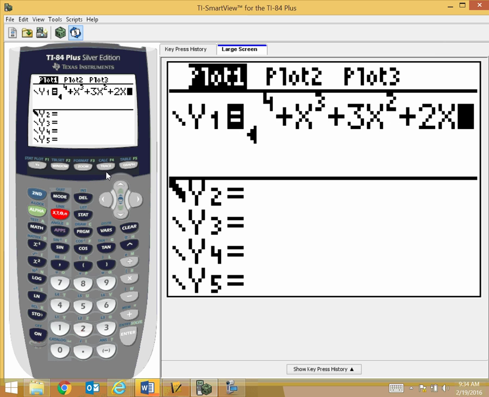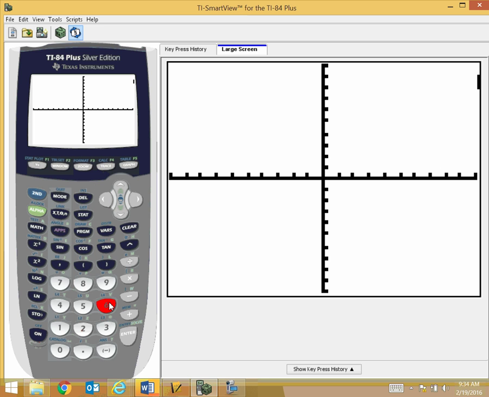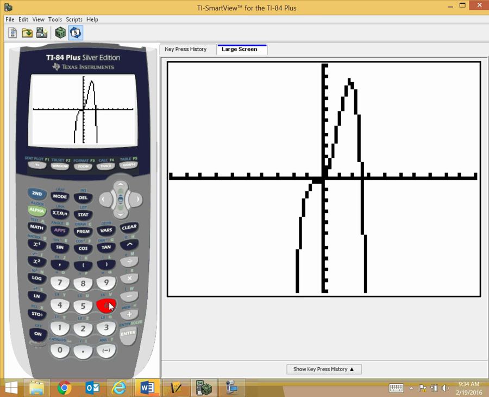And I'm going to zoom 6 just to see what kind of picture I get. Remember, that's our standard viewing window. I may have to adjust the window from time to time on some of these graphs, depending on what we actually see. So this is a pretty decent picture of things. I definitely see the height of the graph. I see the end behavior, how it would point down here.